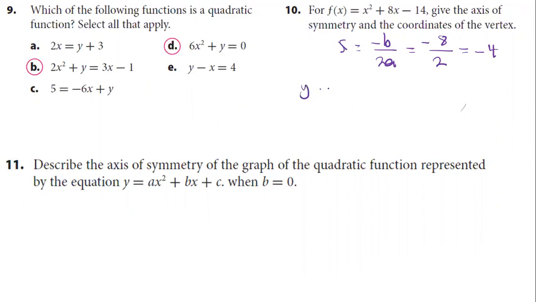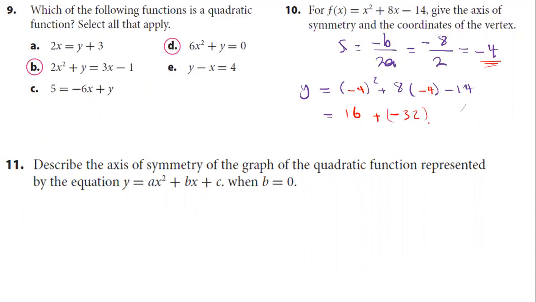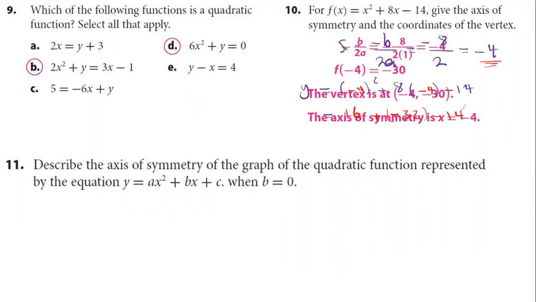We have to substitute to get the value of y: x squared plus 8 multiplied by x minus 14. I will put negative 4 inside the brackets, because this is the value of x. We got the value of x before, the first coordinate. So this is 16 plus negative 32 minus 14. After that, we get the value, negative 30, okay?